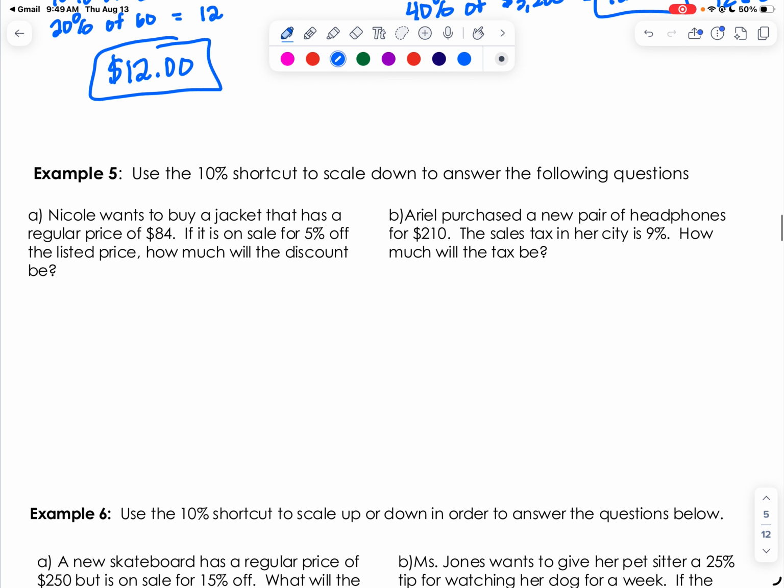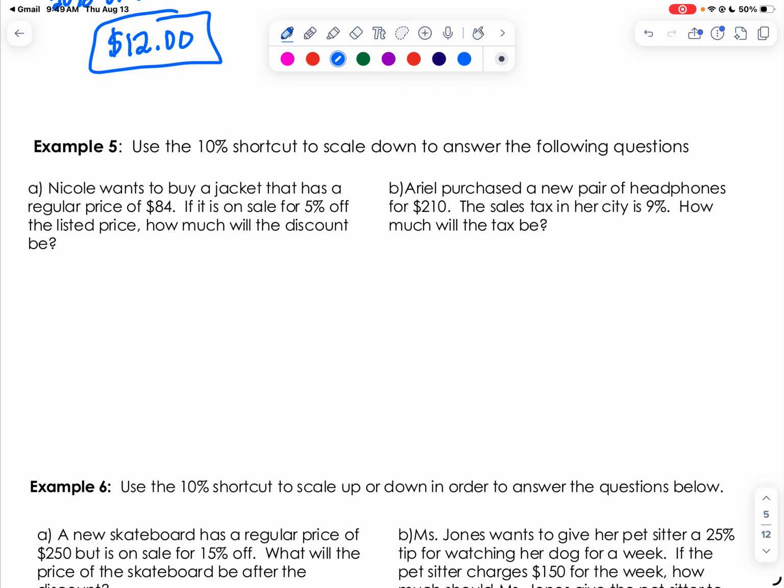All right. Use the 10% shortcut to scale down to answer the following questions. Nicole wants to buy a jacket that has a regular price of $84. If it's on sale for 5% off the listed price, how much will the discount be? So again, I'm not going to calculate 5% right off the bat. I'm going to get 10% first.